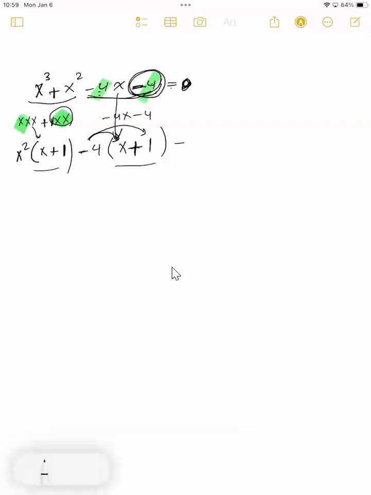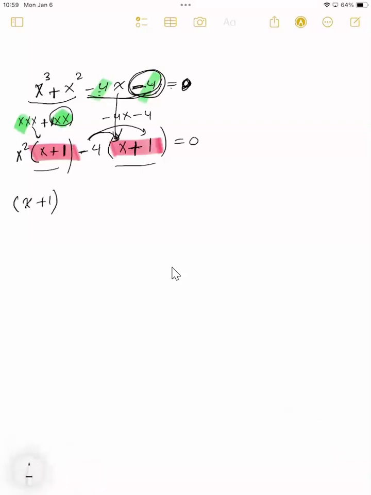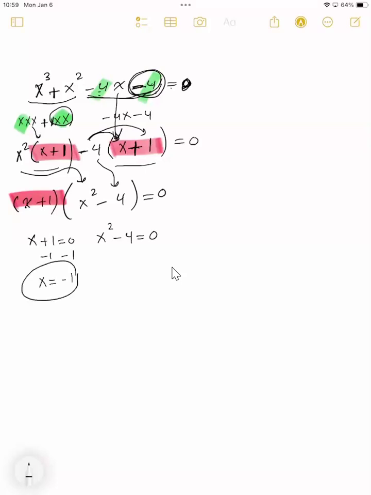When I get to this point, I look for a common factor one more time, and I see that both have these parentheses as their common factor. X plus 1 is a common factor. I put the common factor, I open up the parentheses, I drop the leftovers. And then I say x plus 1 is equal to 0. X squared minus 4 is equal to 0. Subtract 1, you get x is -1. You add 4, you get x squared is +4.